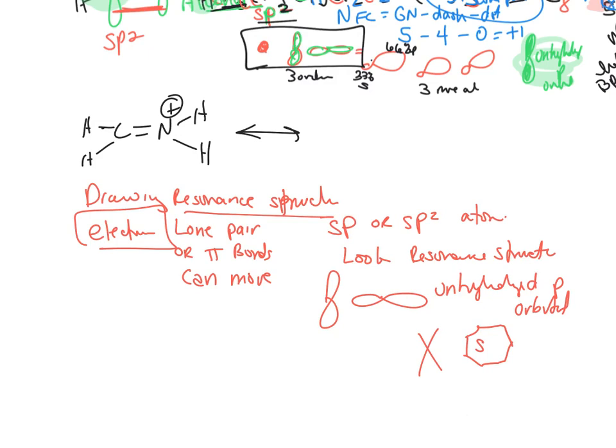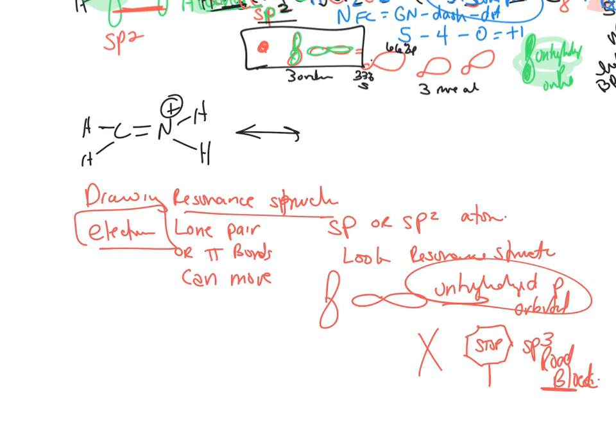Stop. When you get an sp3, that's like a roadblock. Okay? Those electrons, I think of them as traveling down a wire. Those electrons cannot move to an sp3 atom. Okay? It doesn't have an unhybridized p orbital. So these electrons, you got to learn how to draw these electron flow arrows.